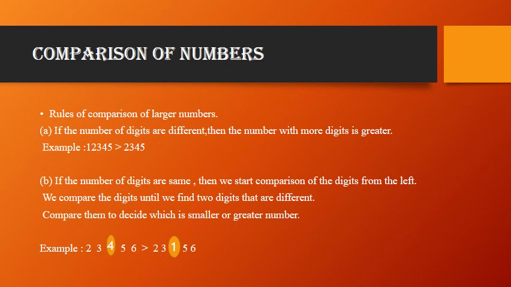Now you all can see the digit at 10,000's place in both the numbers is 2. Both are same. Now we'll move on to the next one. Again, the digit at 1000's place is 3 in both the numbers. So both the digits are same. So we'll move on to the number at 100's place. So at 100's place we can see here it is 4 and that number is 1. So 4 is greater than 1, children. Therefore 23,456 is greater than 23,156. So the simple rule is we need to compare the digits until we find 2 digits that are different. In our example, we have 4 and 1 as the different digits.